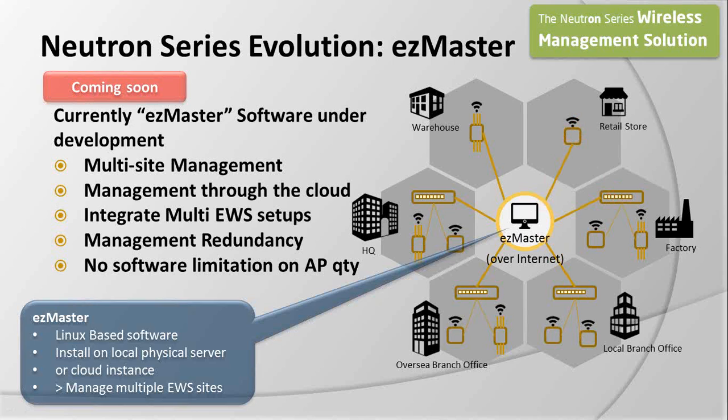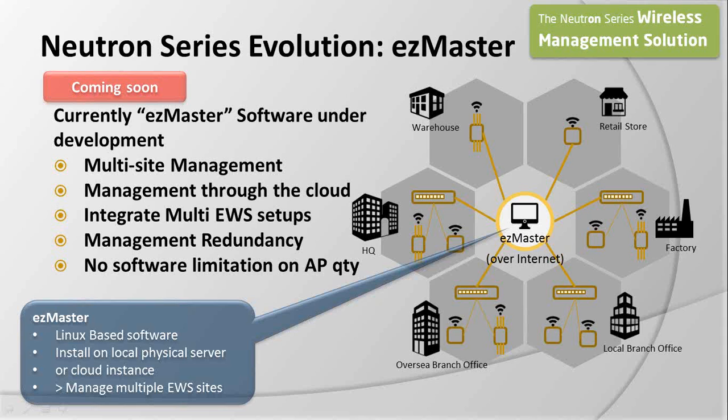For instance, if you still use the EWS switch, you have a management redundancy, and the management can be continued even with one of the components dropping out, in case there is some kind of internet dropout or something. Pretty much, the software is free, and there is no software or license limitation in the quantity of access points that you can manage with the Easy Master. The software is under development and expected to be ready in Q3. So we are making all the preparations to test it and to launch it, and as soon as the software is available, we will definitely broadcast it to the market.